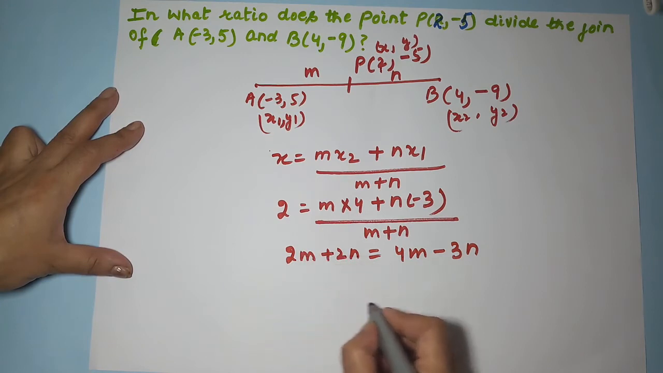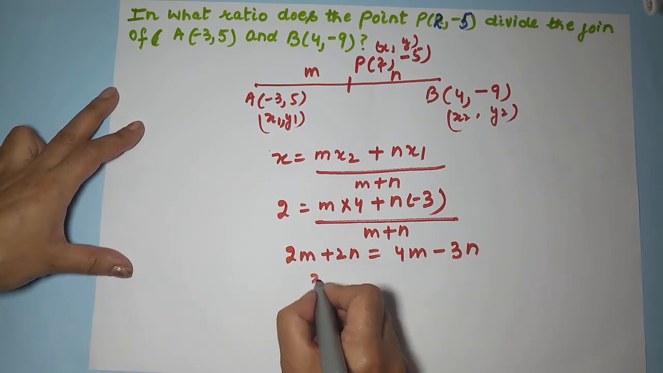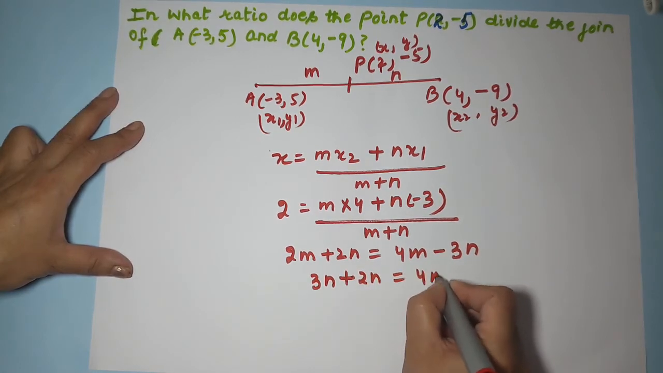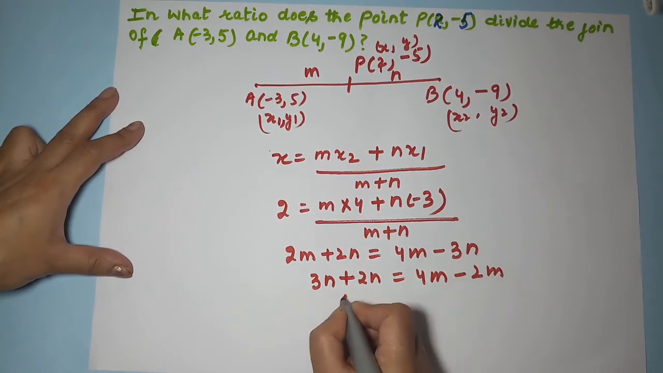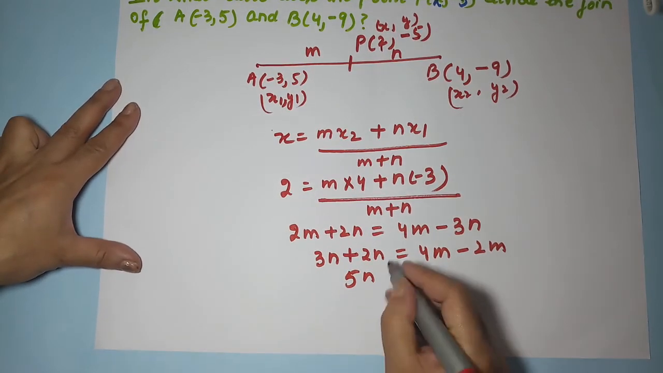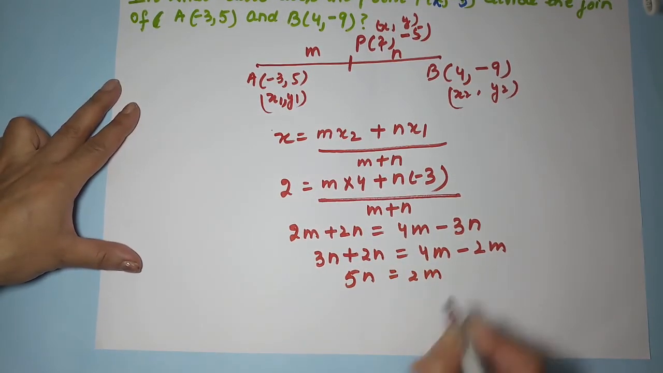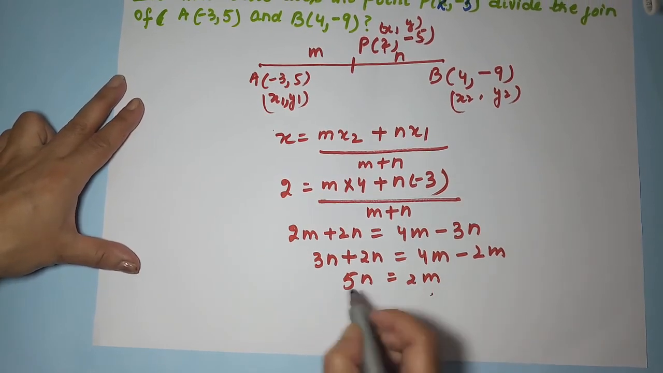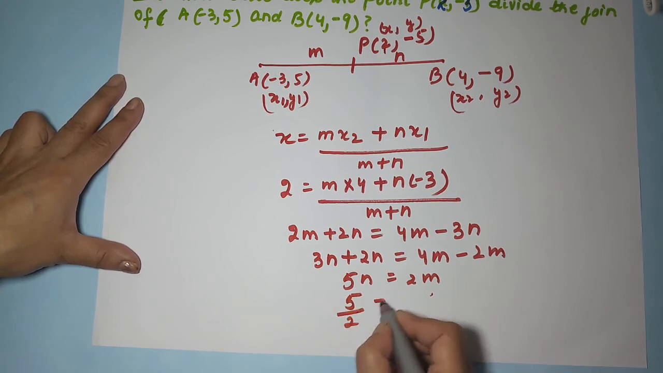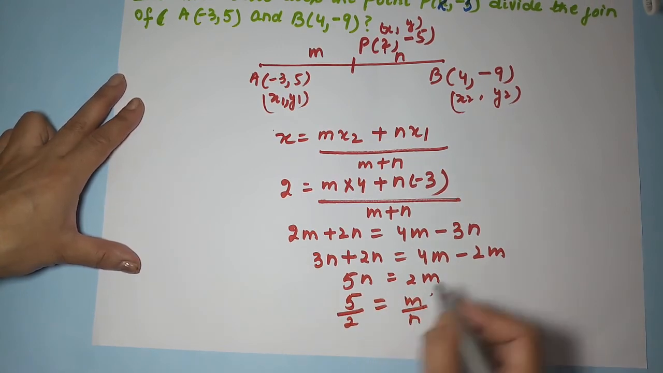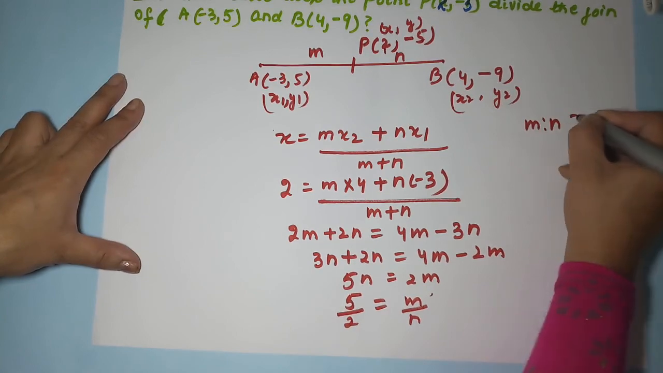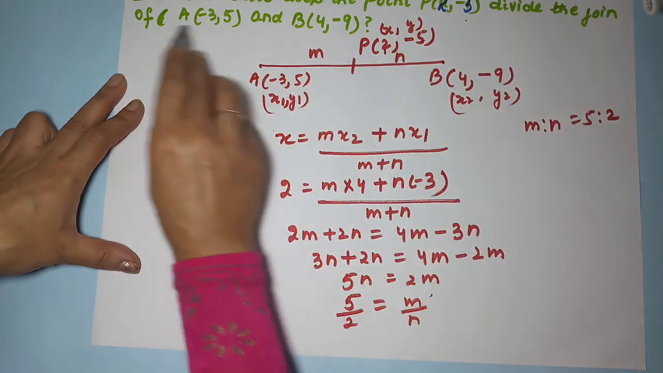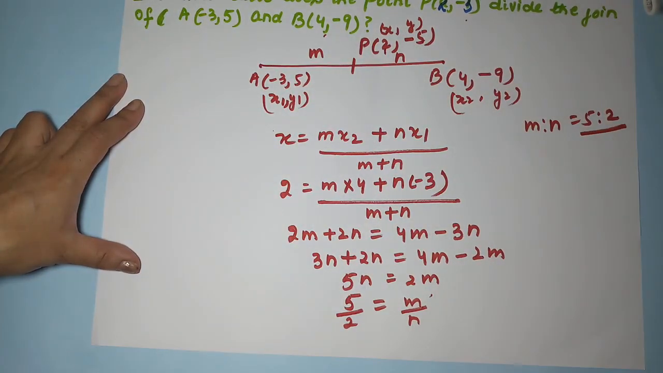So I will shift this 2m to this side and 3n to this side. This will become plus when it comes this side. 2n plus 3n equal to 4m minus 2m. So I got 5n equals 2m. Now I want m by n. Shift this n this side, 2 will go this side. So this will be 5 by 2 equal to m by n. Oh, I found the ratio. m is to n is equal to 5 is to 2. So in what ratio does the point divide the join of this and this? In the ratio 5 is to 2.